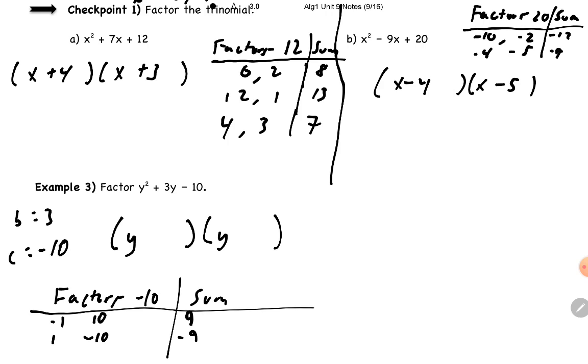So we need to find something that adds up to positive 3. Well, we only have two choices, really. 5 and negative 2, and negative 5 and 2. But it's going to be 5 and negative 2, because 5 and negative 2 add up to positive 3, which is what we're looking for. So my answer is y plus 5, y minus 2.